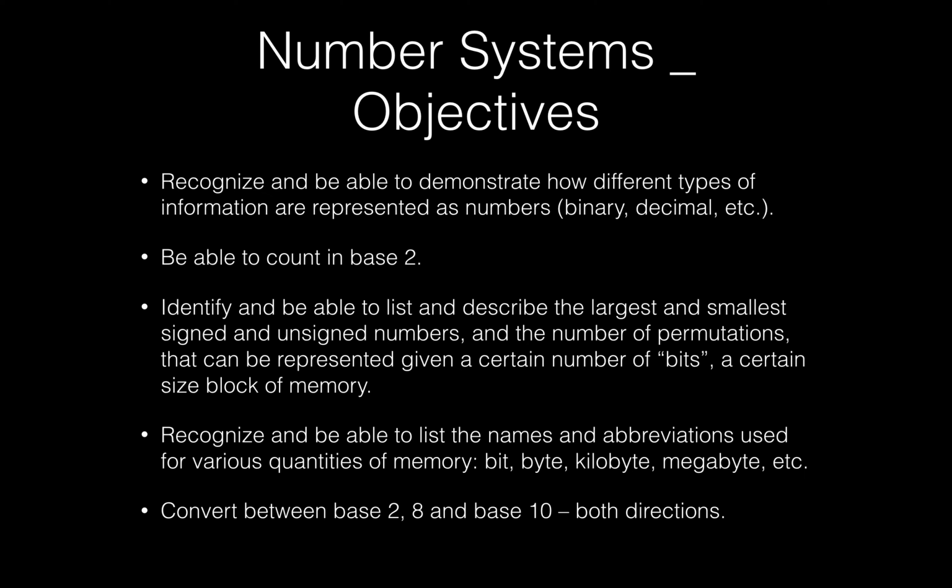One of the objectives that we are going to have for understanding some of the number systems concepts is to recognize and be able to demonstrate how different types of information are represented as numbers, in binary, decimal, and octal bases. We're going to focus mainly on base 2 and base 8, which is octal, and then base 10. We want to identify and be able to list and describe the largest and smallest signed and unsigned numbers.